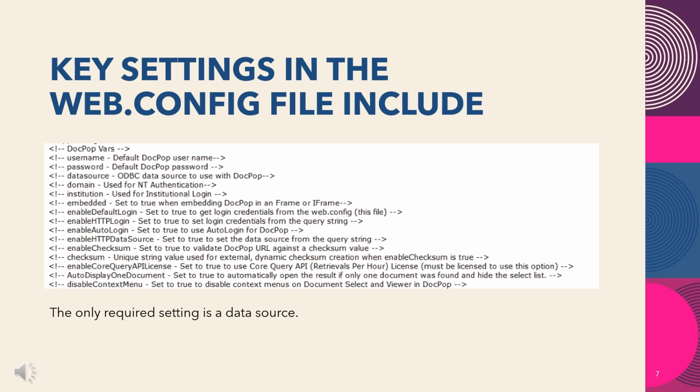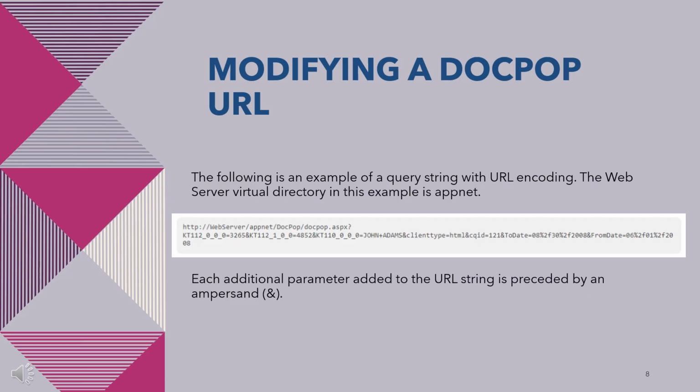You can modify a DocPop URL based on specific criteria by appending parameters like username, password, and data source to the URL. This customization allows for secure and tailored access to document sets. Ensure to encode special characters in the URL to avoid retrieval issues. Using checksums can prevent URL tampering.